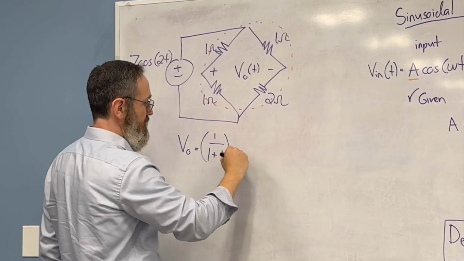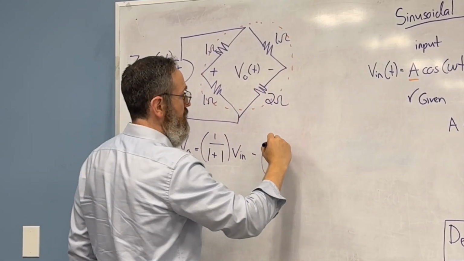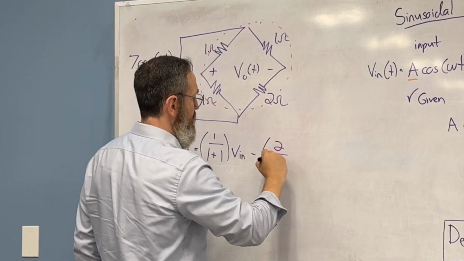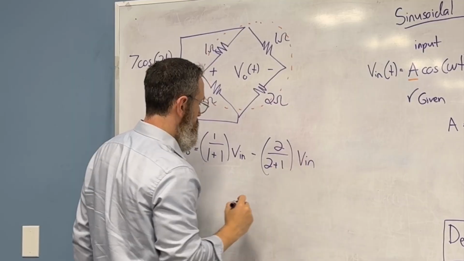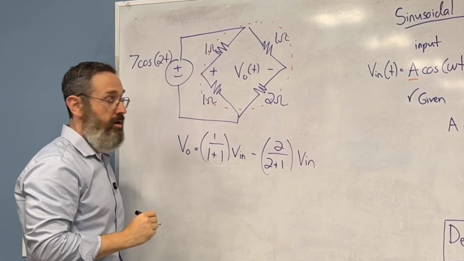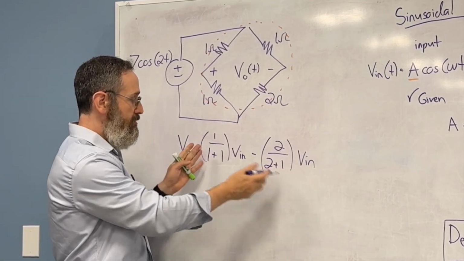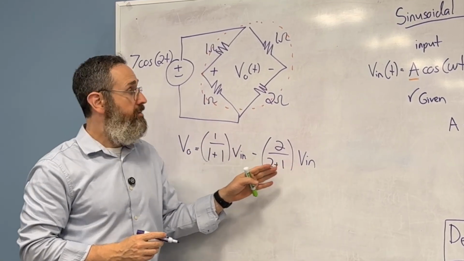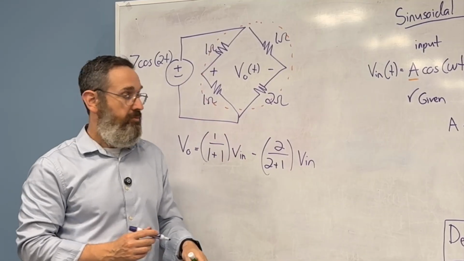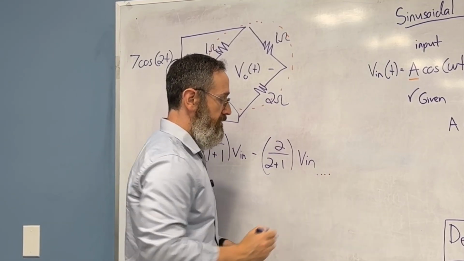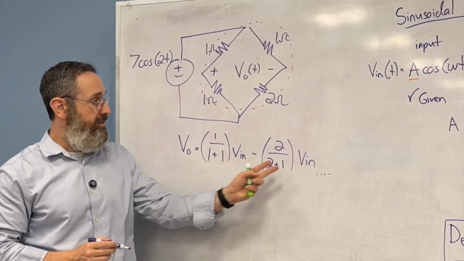We can write times V in, minus another voltage divider, 2 divided by 2 plus 1 times V in, right? And now we can take V in and plug it in, and you can combine these things and you'll get your answer. You can see that if I take this and plug it in, we're done.